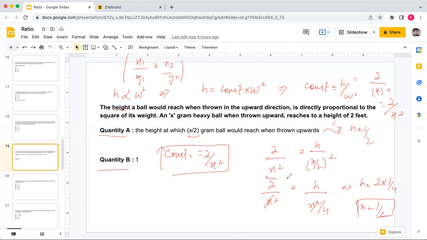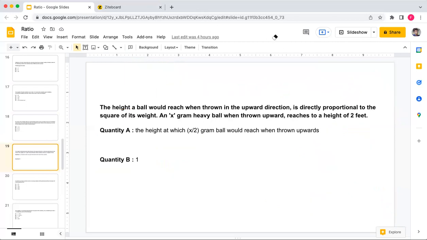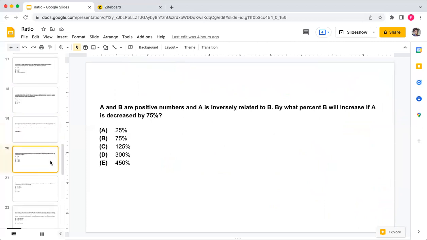Everyone got this? Okay, so no one is responding. I will proceed further. Now the next question is for the inverse proportion. Yeah, very simple question. Just quickly solve this question.